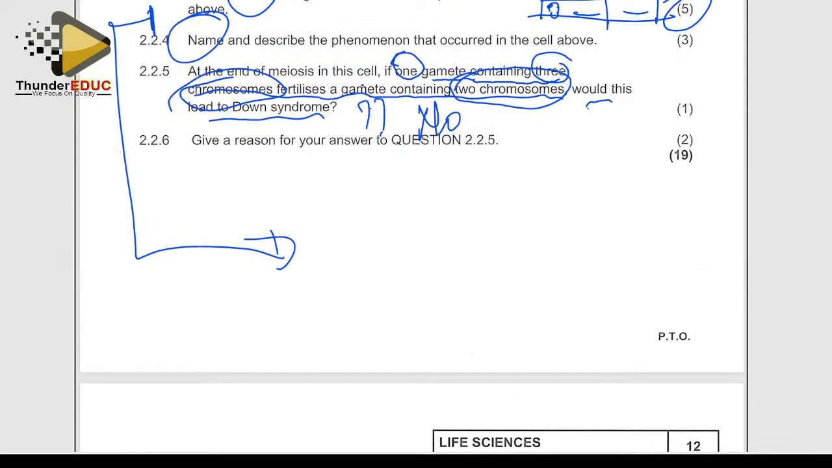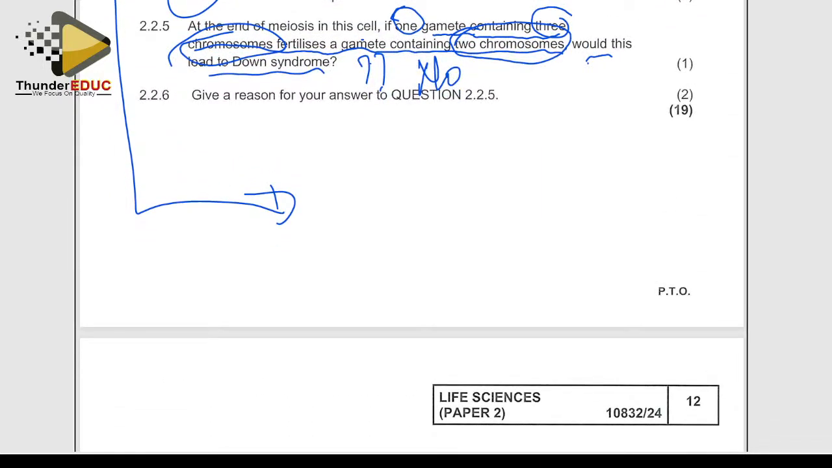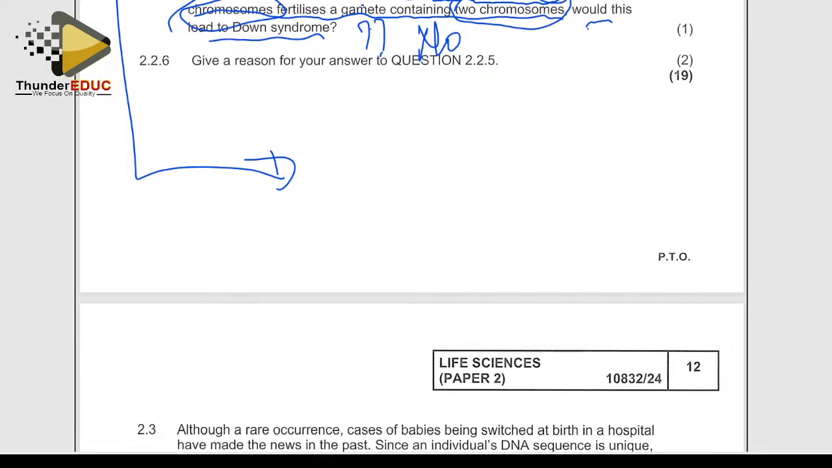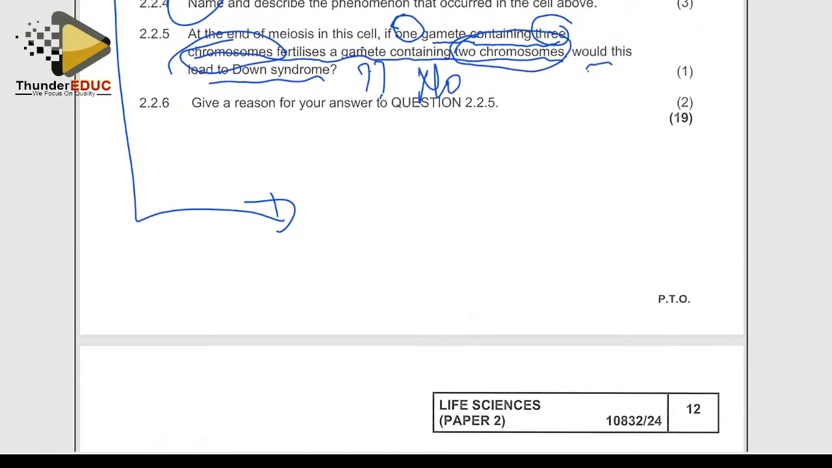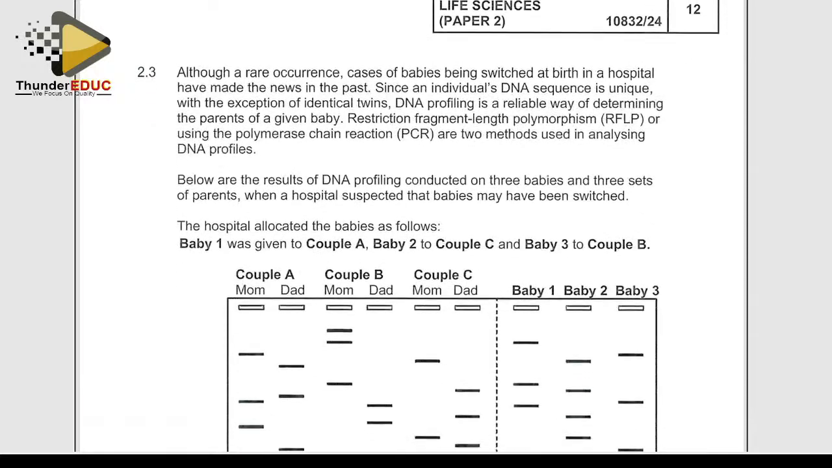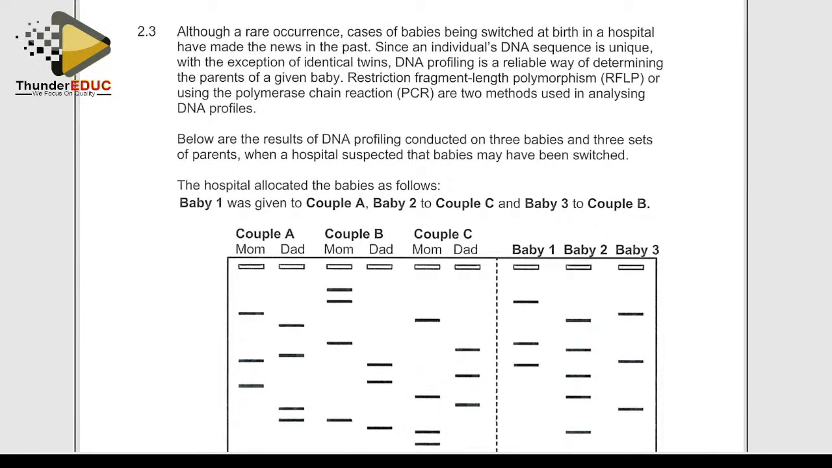Honestly speaking, however much it had some challenges, they brought a lot of open questions for you to answer and get marks. Yes. Let's go to question 2.3. This one, I didn't go through it. That's what I said, and I say that everyone knows about it. All right. Although a rare occurrence, cases of babies being switched at birth in hospitals have made news. Okay, you guys, you read this. Since the individual sequence is unique.